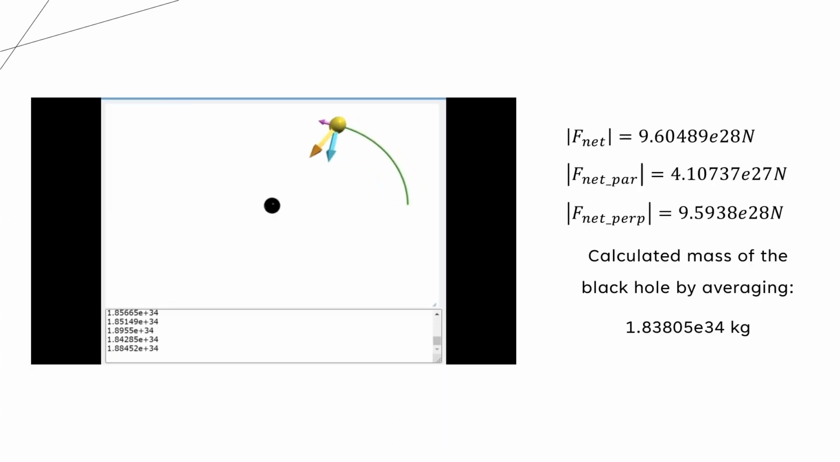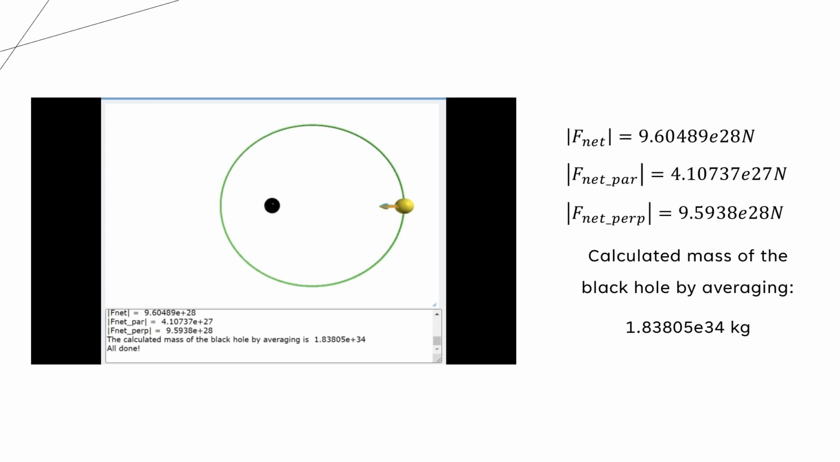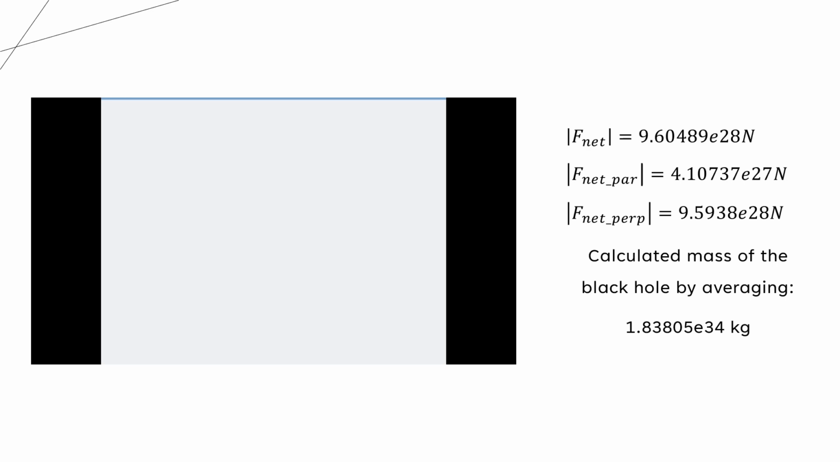The simulated magnitude of F net is 9.6 times 10 to the 28th newtons. The parallel component is 4.1 times 10 to the 27th newtons, and the perpendicular component is 9.6 times 10 to the 28th newtons. The mass of the black hole is calculated by averaging the simulated mass in each time step, which is 1.84 times 10 to the 34th kilograms.